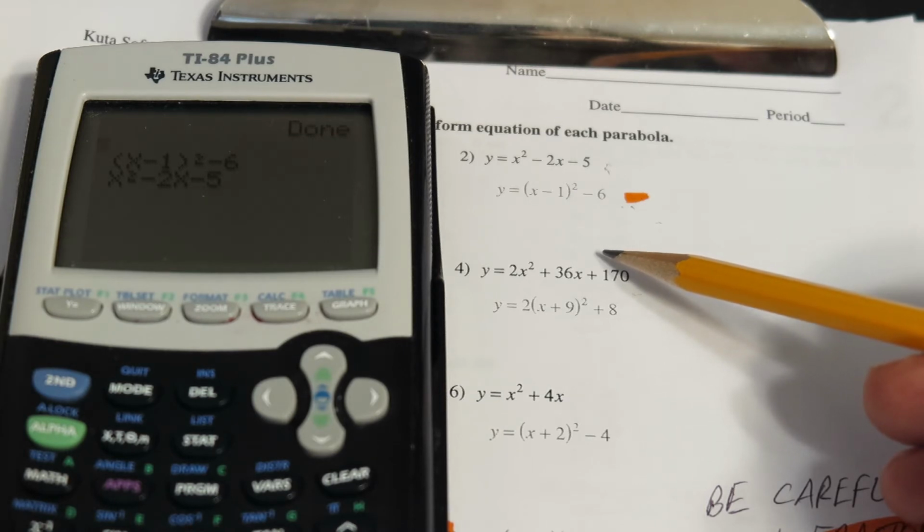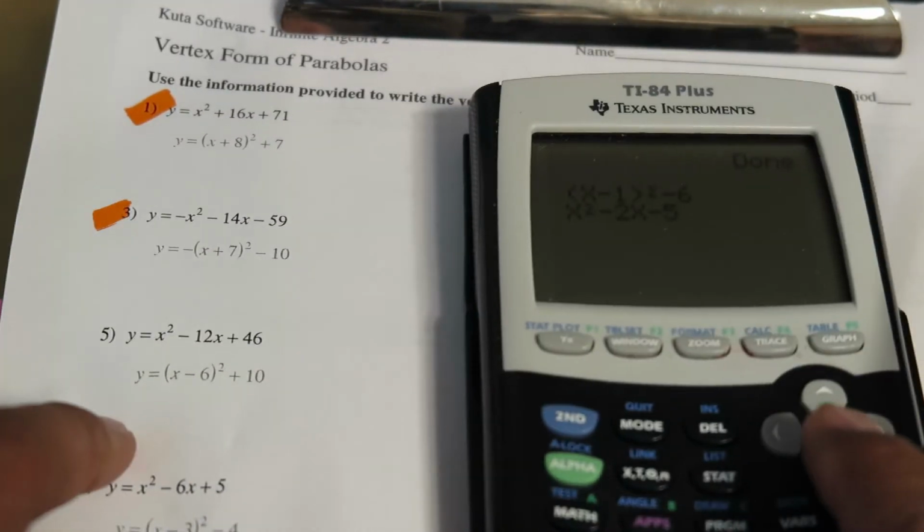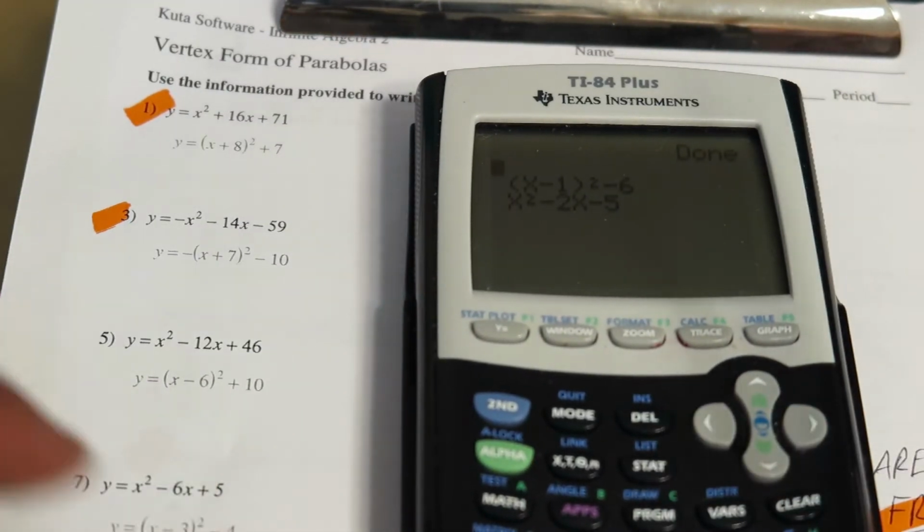Now you can always go from factor to standard, or from vertex to standard. But going from standard to vertex or standard to factor depends on if it's factorable, and also if you go to the vertex form, sometimes you'll have some decimals that get a little messy, so that's what makes this a little bit more challenging. So let's do a couple more problems.